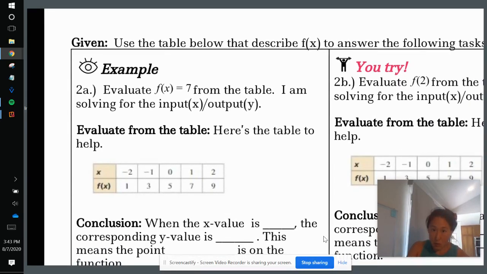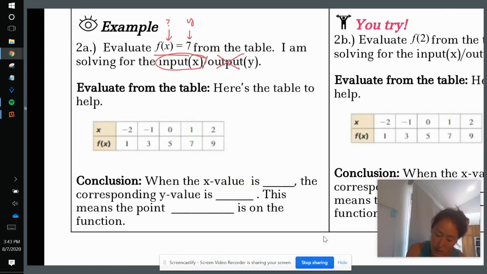So we're going to use this table given. I'm going to evaluate when f of x is equal to 7. So is 7 the input or the output? Well, basically, if there's an x inside the parentheses, you're solving for the x. Okay, so 7 is the y, and we don't know what the x is. So we're going to solve for the input. We know what the output is. It's 7. Okay, so I need to look at the table.